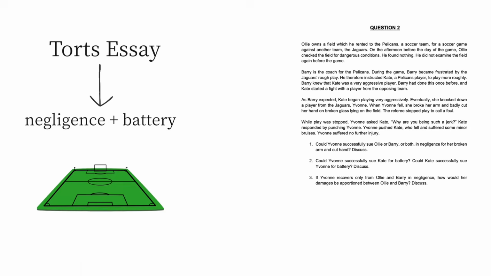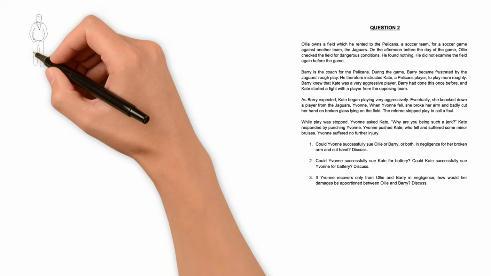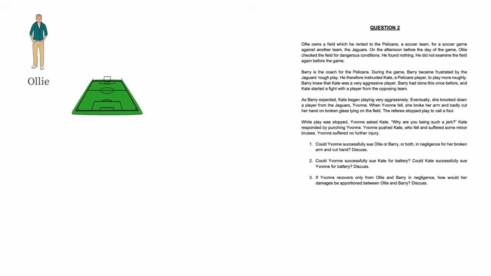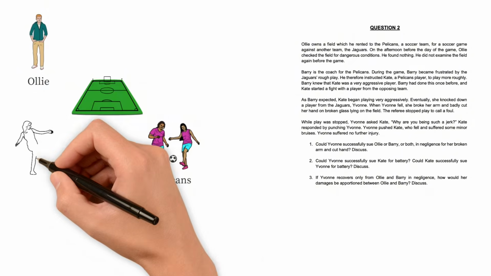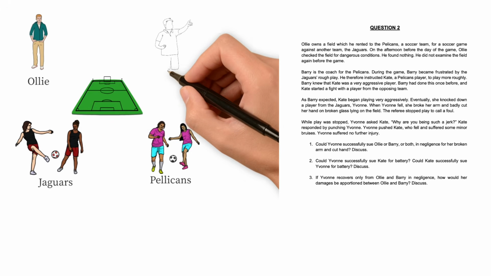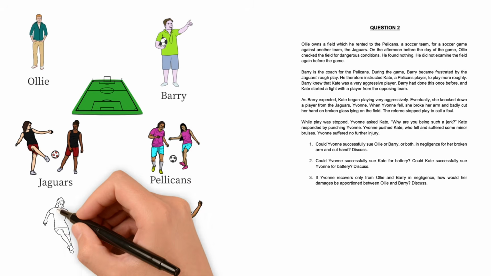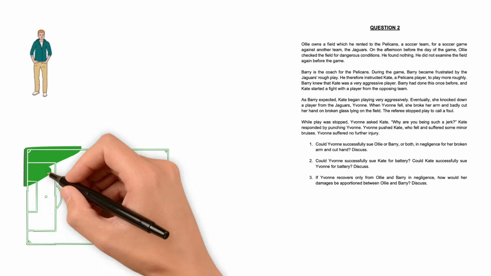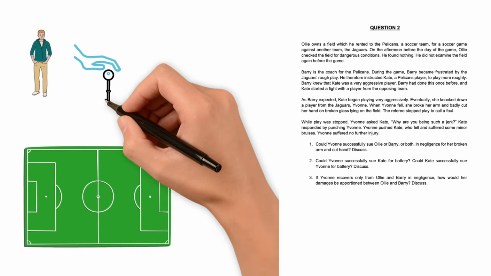Here are our players. Ollie owns a field and rents it out for a soccer game. The teams, the Pelicans and the Jaguars. Barry, the coach of the Pelicans. Kate, a Pelicans player known for being very aggressive. And Yvonne, the victim. Ollie owns a field and rents it to the Pelicans who are playing the Jaguars.